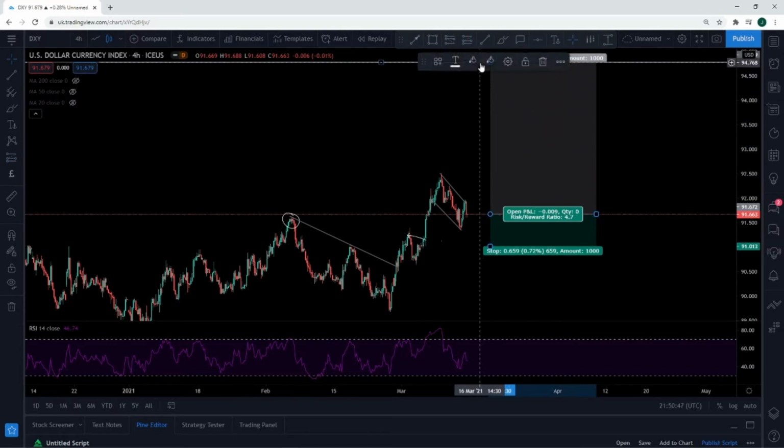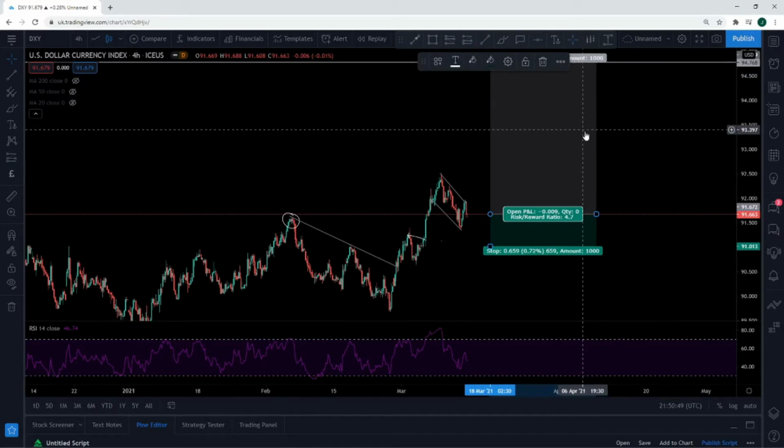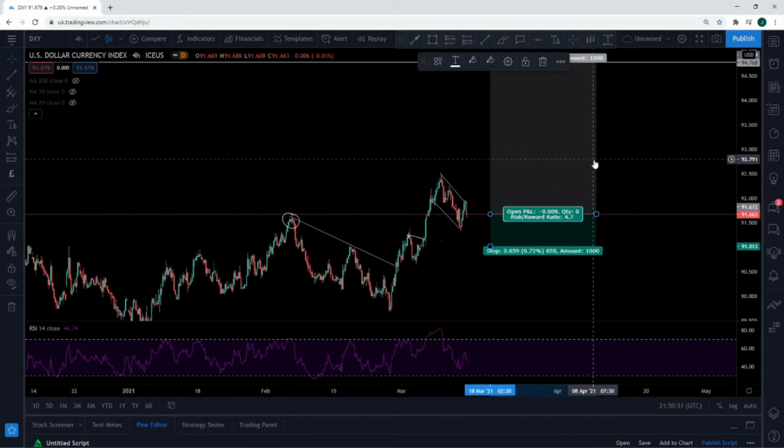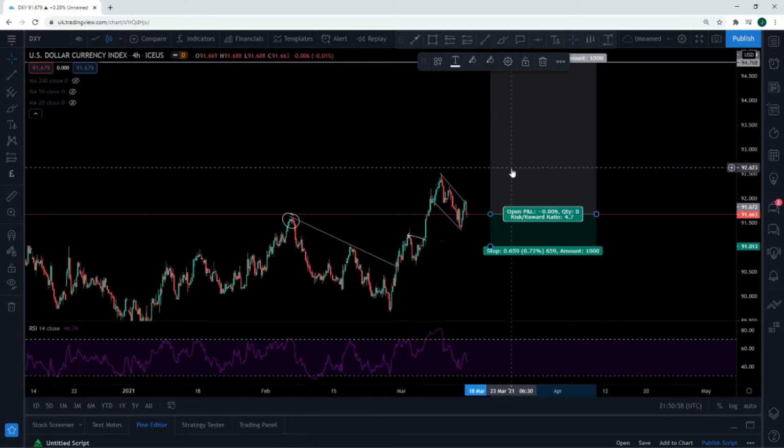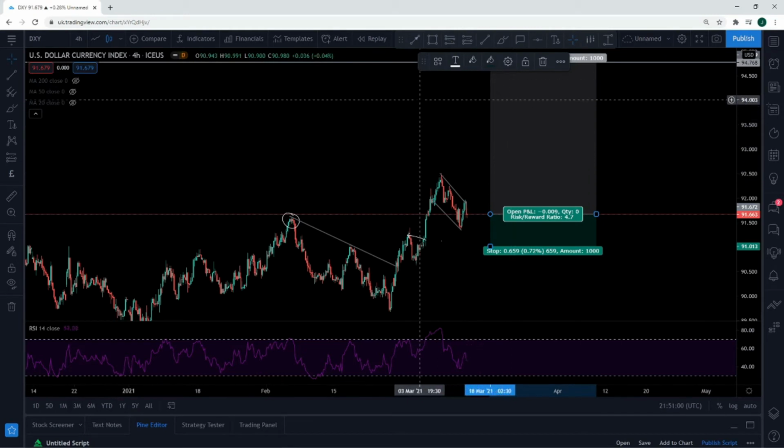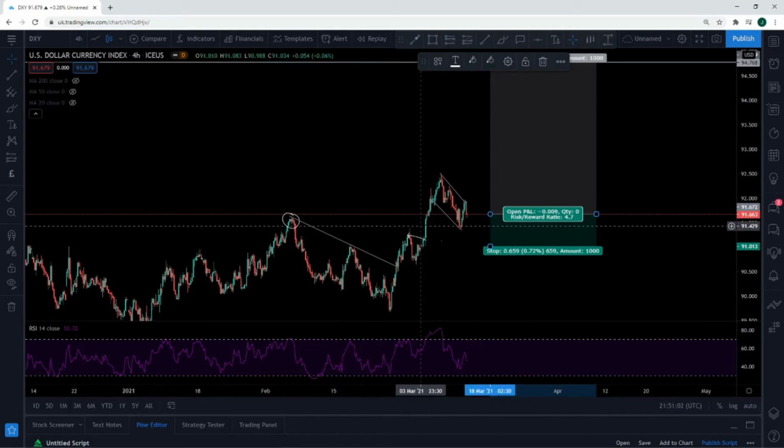but bear in mind, 94.76 is one of your sensitive zones. So we all know that 92, 93 going up, all these areas are sensitive zones, because if you look at the previous history of the dollar index, you will see price traded around that zone before.